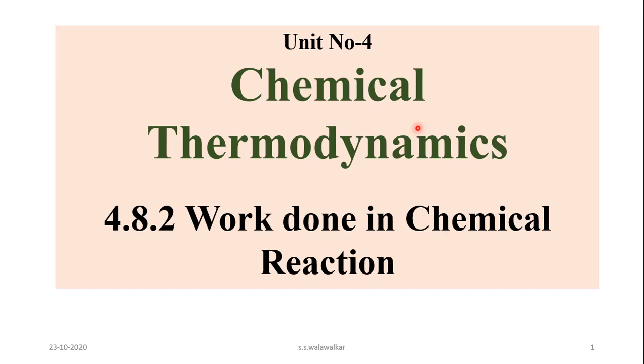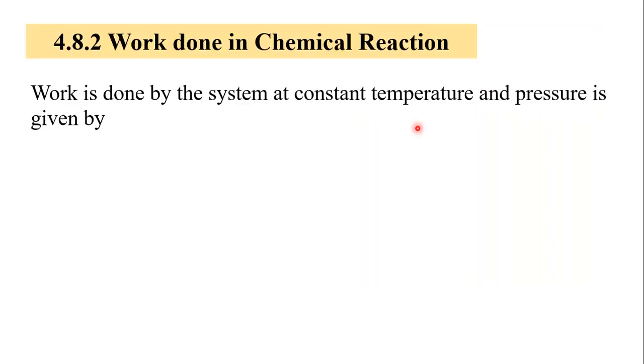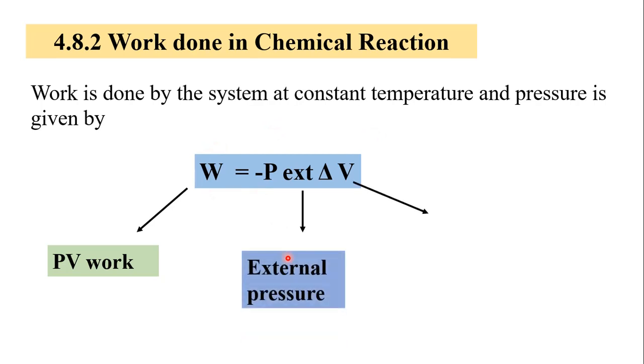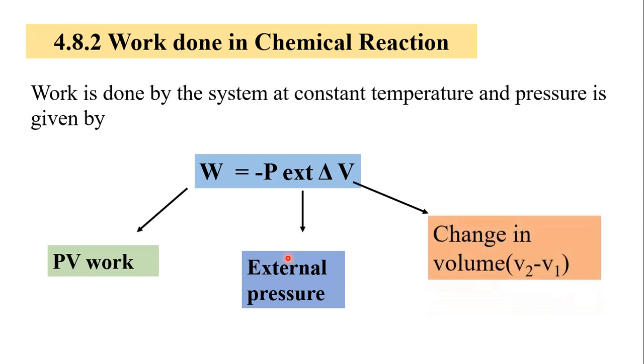Today we will derive an expression for work done in a chemical reaction. When work is done by the system at constant temperature and pressure, it is given by W is equal to minus P external into delta V, which we have already studied. Here W means pressure-volume work, P external means external pressure, and delta V means change in volume, that is V2 minus V1.